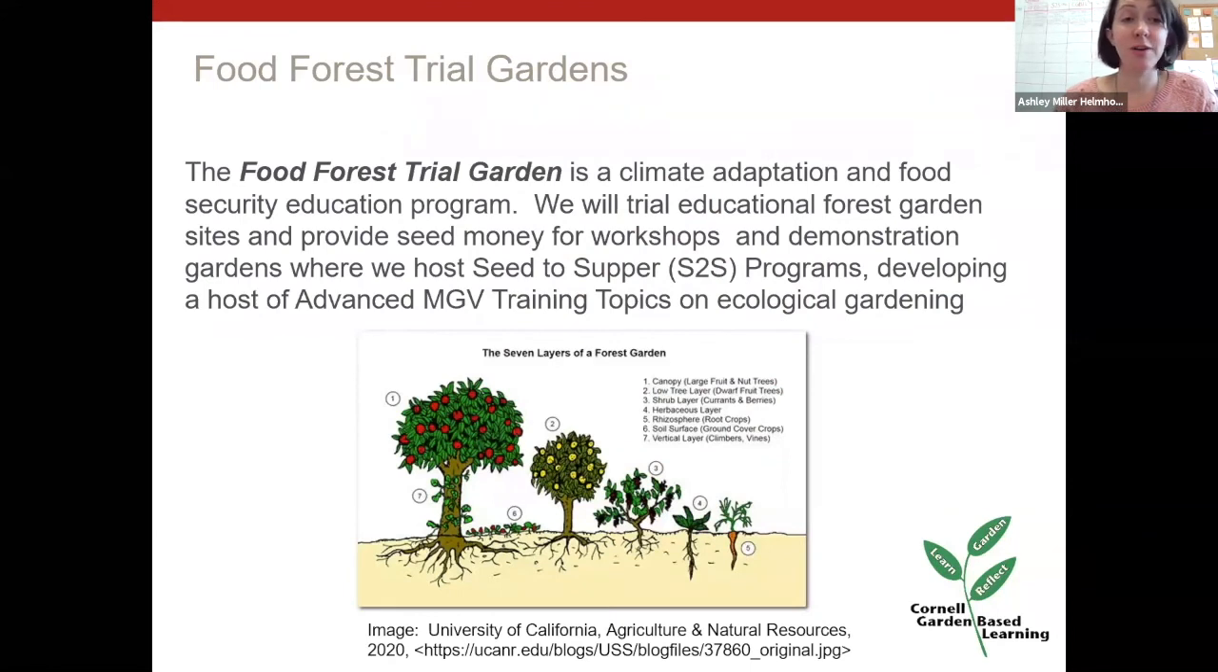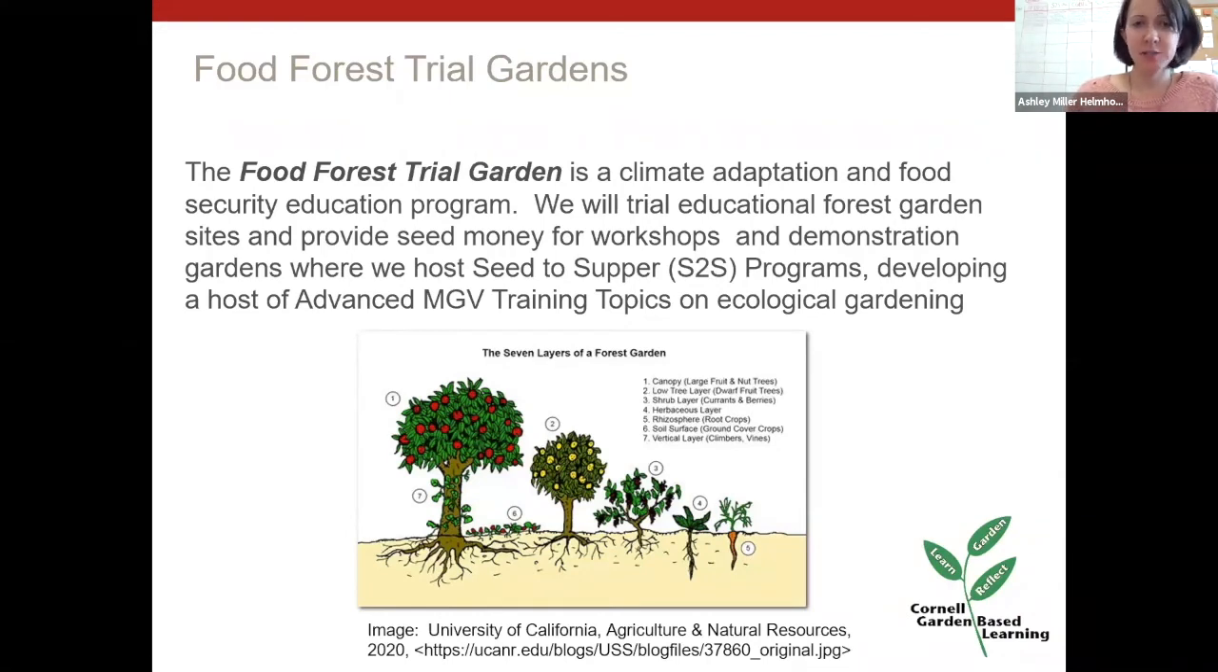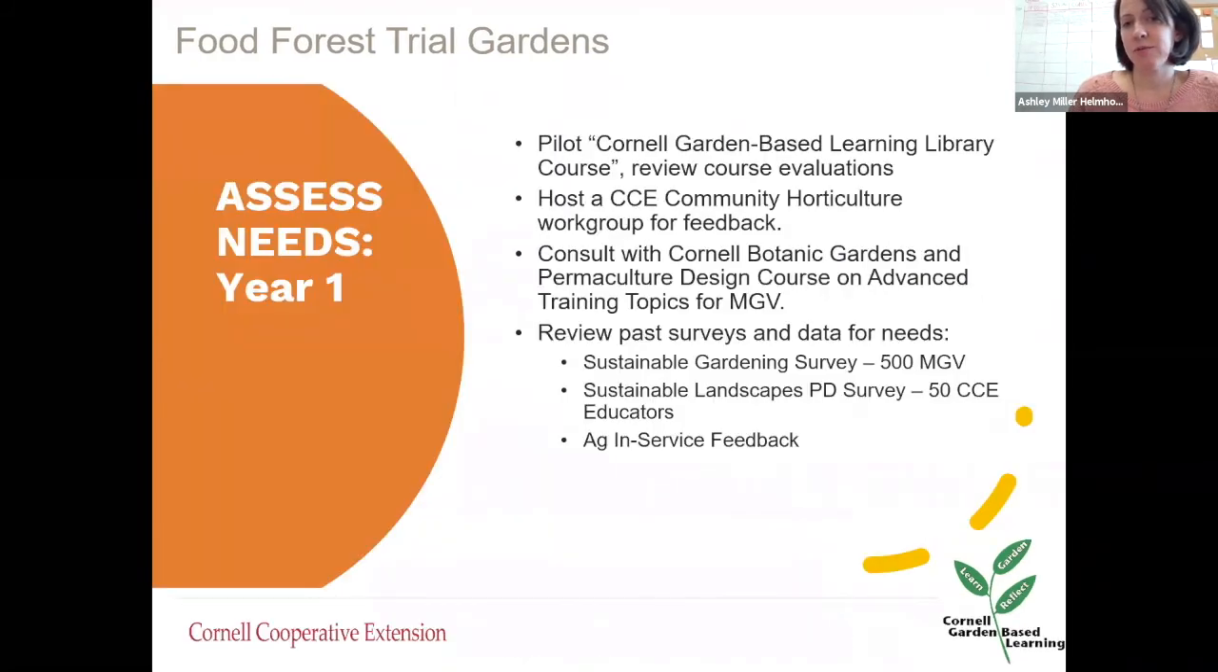And there's a new program that I'm working on developing with a number of community partners and statewide partners called the Food Forest Trial Garden, which I'm hoping will build on the success of Seed to Supper sites, really adding an element of climate adaptation education and food security education to that program. So we're hoping through this program to develop a series of advanced Master Gardener volunteer training topics on ecological gardening.